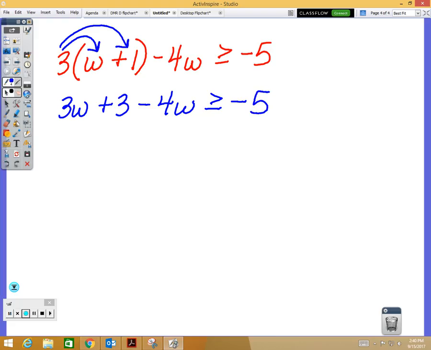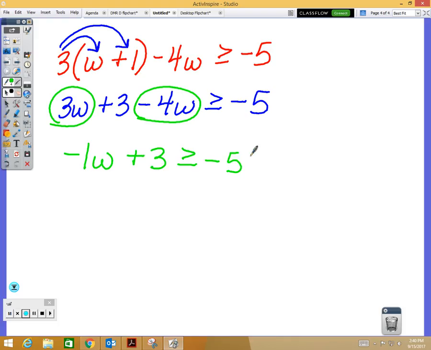Now what do I do? Very good. You're even using correct terminology. So your 3W, make sure that sign in front of it goes with it, minus 4W gives you negative 1W. Or you could just write negative W. You're so right. Plus 3 is greater than or equal to negative 5. Now we're down to 2 steps.